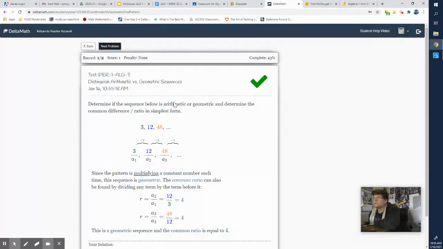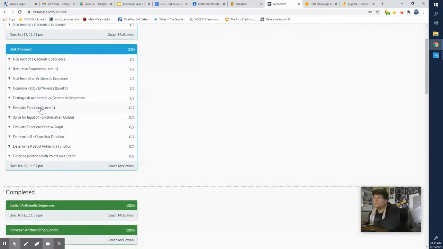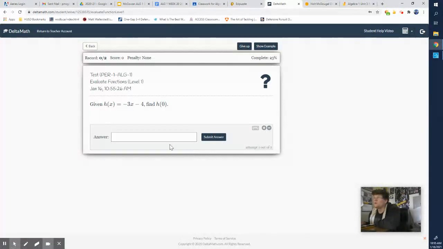So there's our sequences. Now let's focus on some of our functions. This is the stuff we did before break. So we really got to bring this thing home. But looking at this one, guys, you're just going to take what's inside our parentheses and plug it in whenever you see the variable. So I have 0, so I plug it in for x, which means I have -3 times 0, which is 0. 0 minus 4 makes it -4.